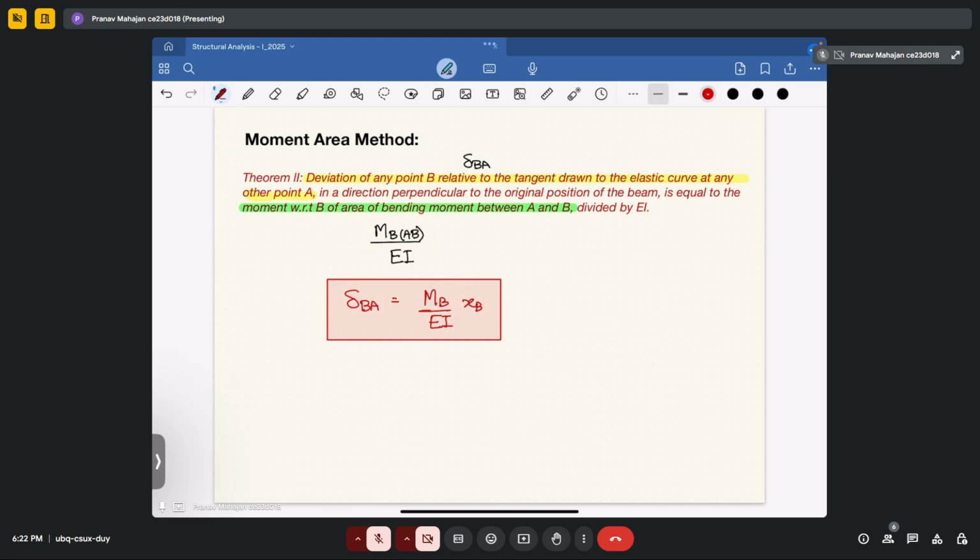Okay. So you have to understand the difference between the first theorem and the second theorem. The first theorem is for slope, the second theorem is for deflection. In the first theorem, we take the area of the bending moment diagram divided by EI. In the second theorem, we take the moment of the area. So the moment of area of the bending moment diagram between A and B, divided by EI, will give you the deflection at that particular point. This is what you have covered in this current week. So we will solve some problems related to this topic.